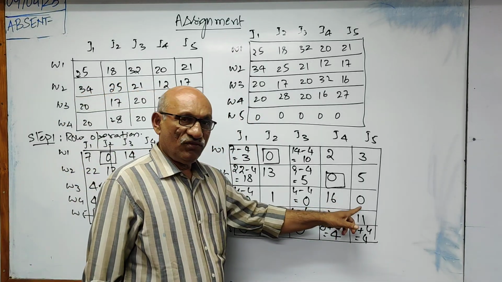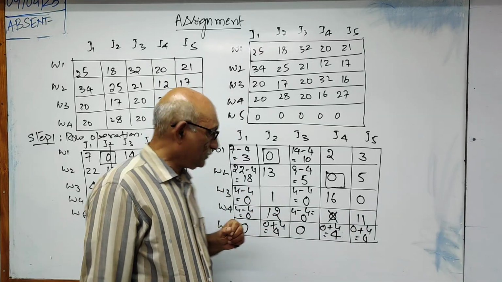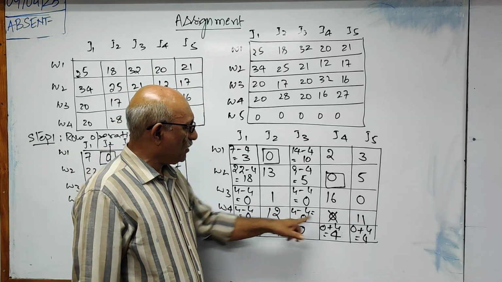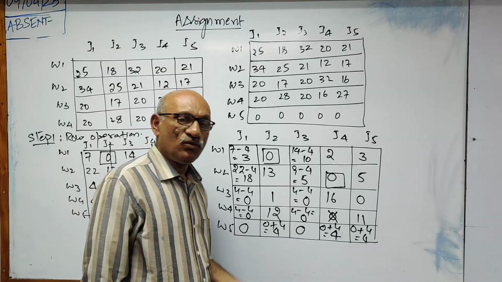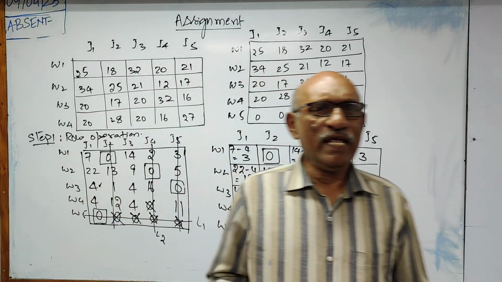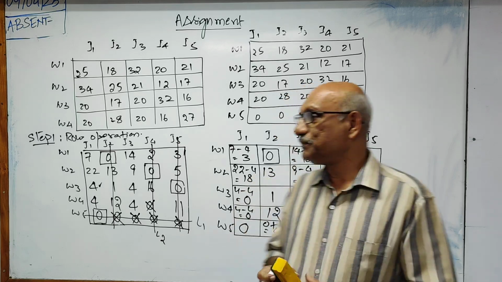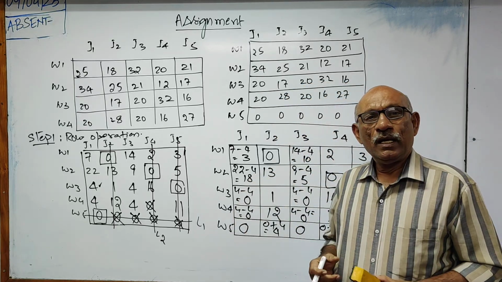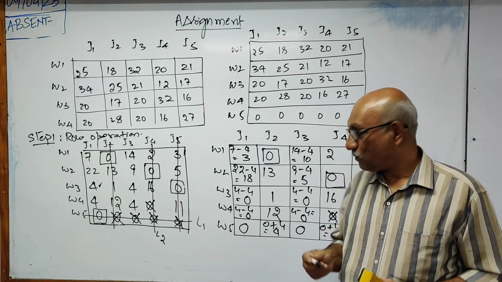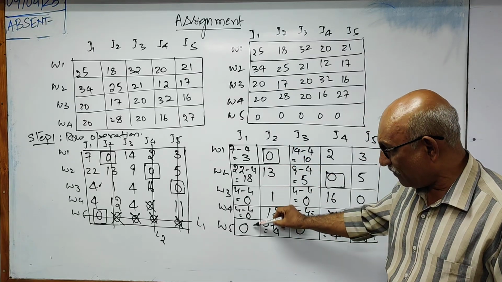Third row is having 3 zeros. I am leaving it. Fourth row is having 2 zeros. Fifth row also having 2 zeros. When any row is having more than one 0 means multiple options are available. Let's move column wise. First column is having 3 zeros.